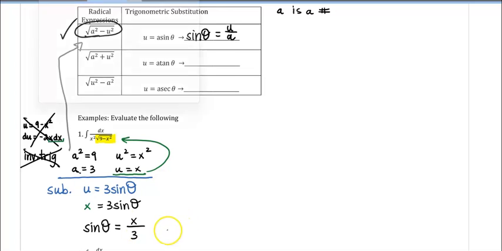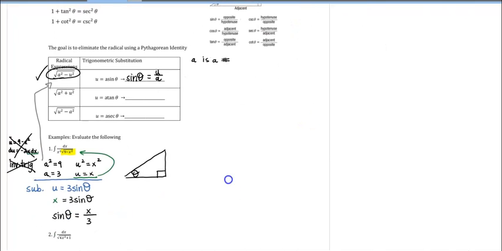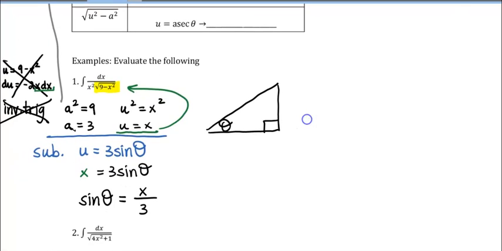Now from sine being equal to x divided by 3, I can now go and set up a right triangle, put theta in that triangle, and I'm going to use SOHCAHTOA. Sine is opposite over hypotenuse, so I'll make the opposite side of that triangle x and the hypotenuse of that triangle 3. If I were to use Pythagorean's theorem to solve for the missing side of the triangle, I would find that the missing side of the triangle were equal to the square root of 9 minus x squared.